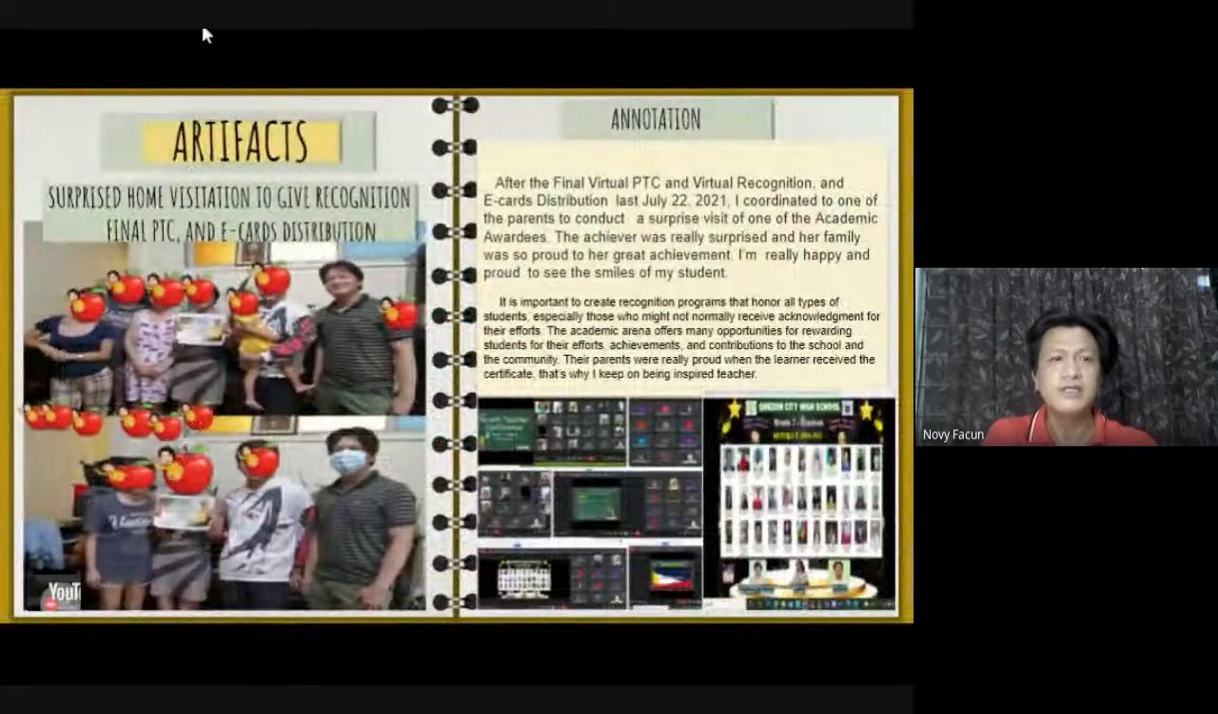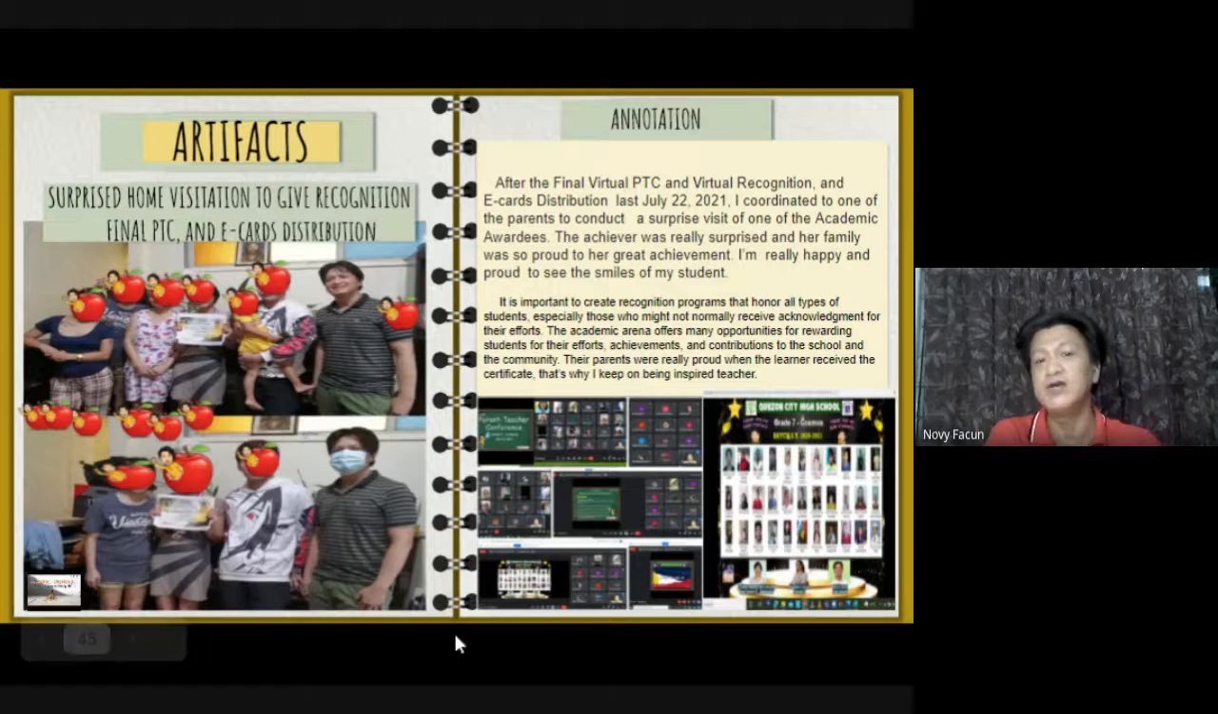And also, this is the surprise home visitation. So, nagkandak ako ng home visitation for giving recognition for those whose students exert their effort. Kasi hindi lang ako, I must prefer to conduct home visitation kasi para mas makilala ko yung bata at maramdaman ko yung pagiging proud niya sa sarili niya, no? So, yung home visitation, binigay ko yung certificate tsaka yung mga medals nila. So, I'm very happy that the parents also are proud. Okay.